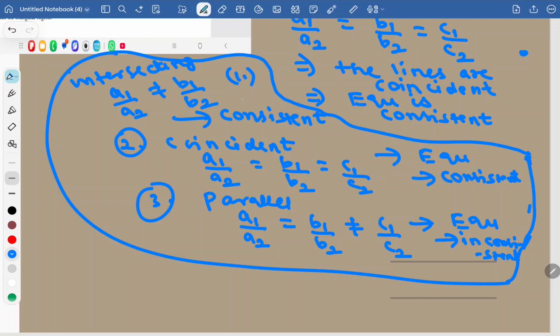First case, intersecting, consistent. Second case, coincident, consistent. Third case, parallel, inconsistent. When we can say lines are intersecting, ratio a1 by a2 not equal to b1 by b2. Coincident, all the ratios must be equal. Parallel, first two ratios equal but not equal to third ratio, that is c1 by c2.